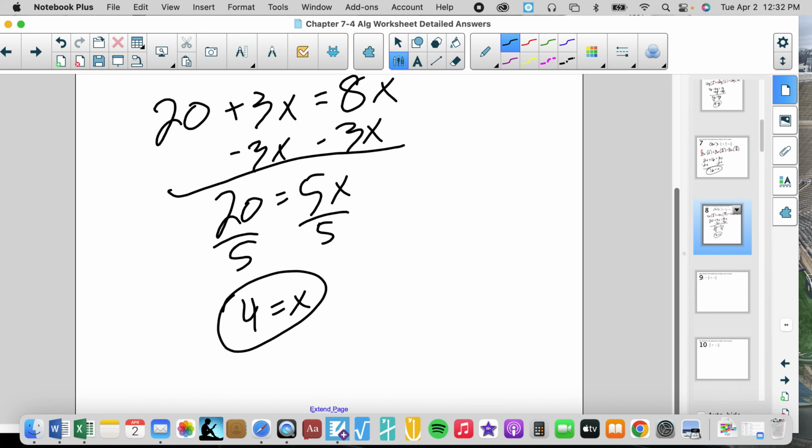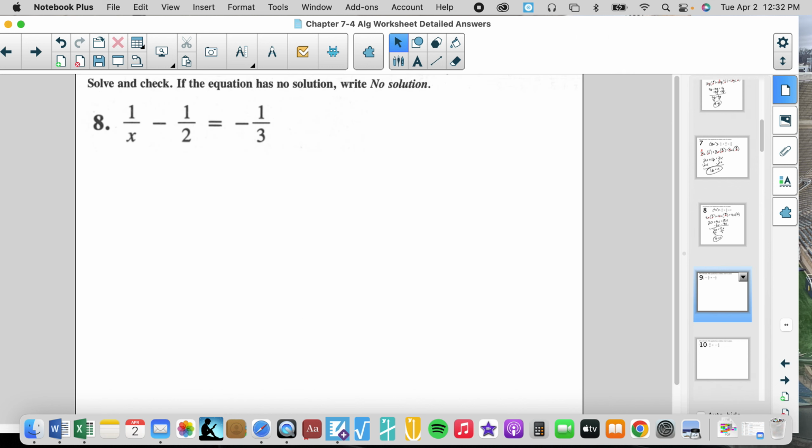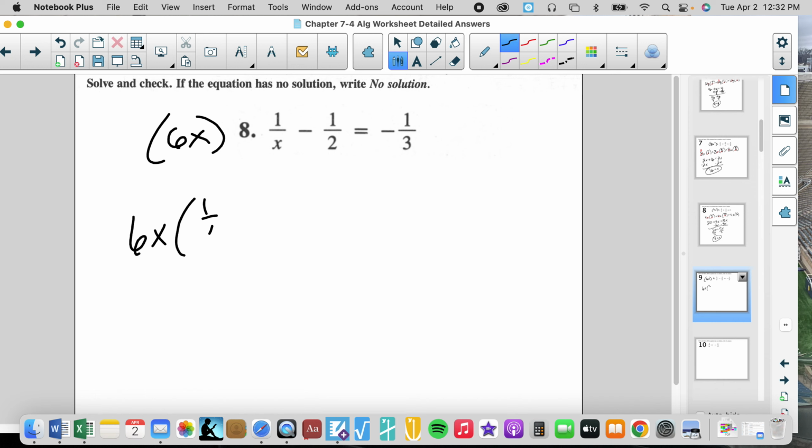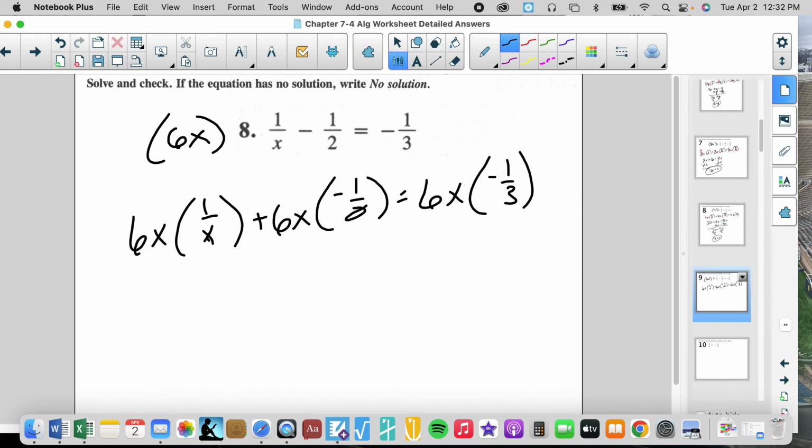Now, watch, I'll make a silly mistake in the next problem. So x, 2, and 3 gives us a common multiple of 6x. So 6x times 1 over x plus 6x times negative 1/2 equals 6x times negative 1/3. Lots of negatives in there. Be careful. X's cancel. Left with 6. 2 goes into 6. 2 is in the denominator, 6 is in the numerator, hence why we are canceling it.